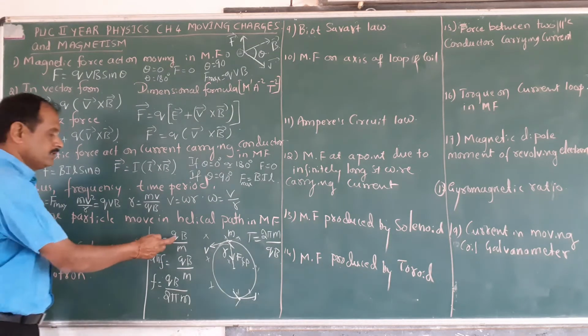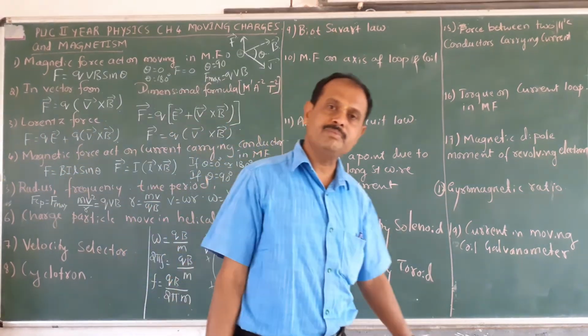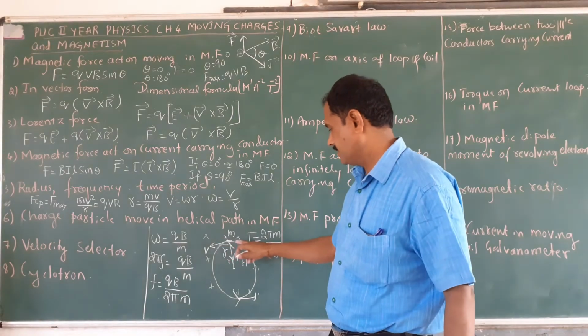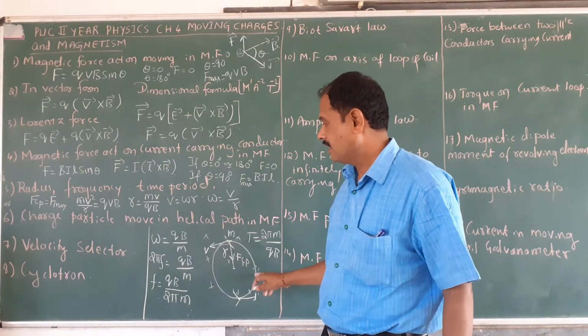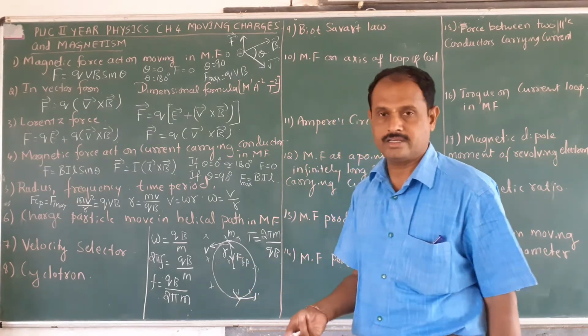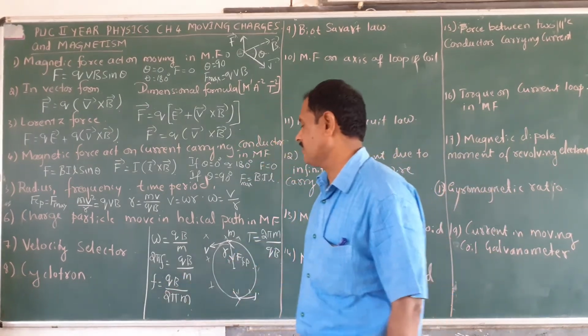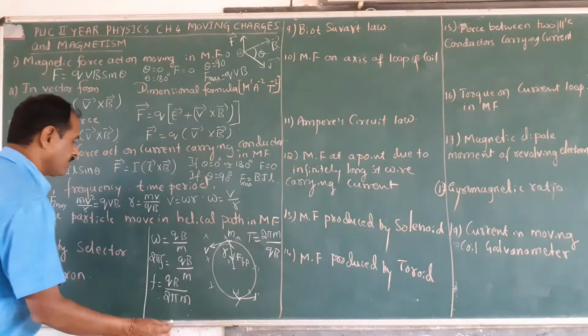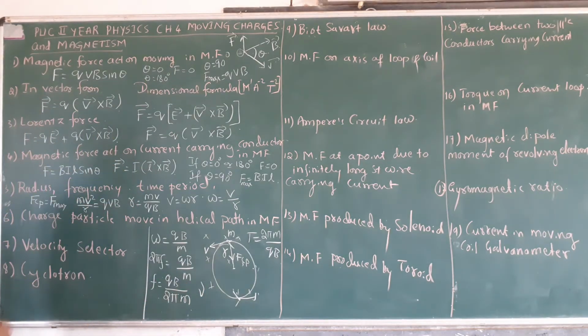What is q? Charge of the charged particle. What is B? The magnetic field, representation of the magnetic field. And what is m? Mass of the charged particle. What is v? Velocity. Now this is the frequency. Instead of frequency f, you have to write nu.